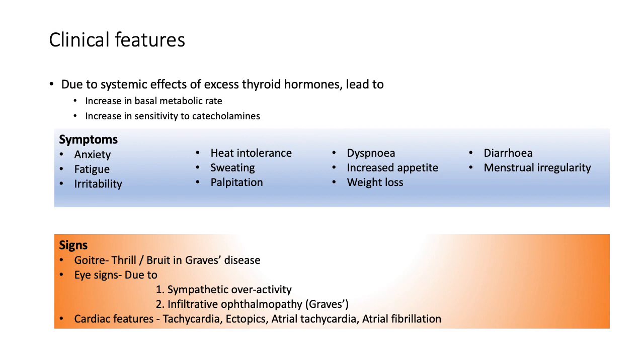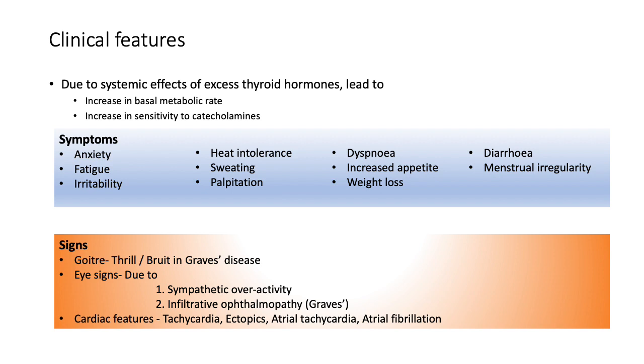The clinical features of thyrotoxicosis are due to excess thyroid hormones. This will lead to increased basal metabolic rate and increased sensitivity to catecholamines. The patient presents with features of thyrotoxicosis such as mental disturbances with anxiety, fatigue, and irritability, heat intolerance, increased sweating, palpitation, and dyspnea.